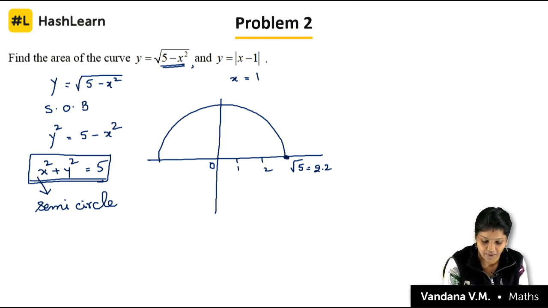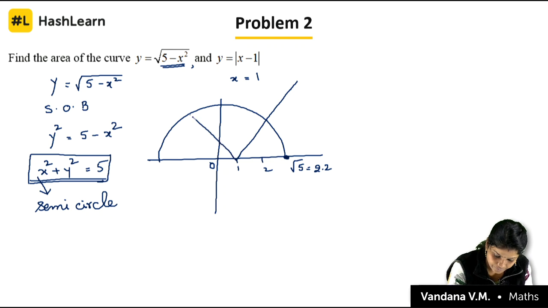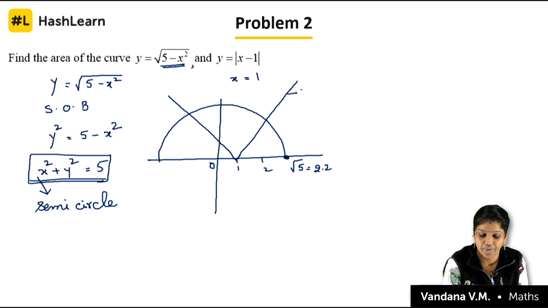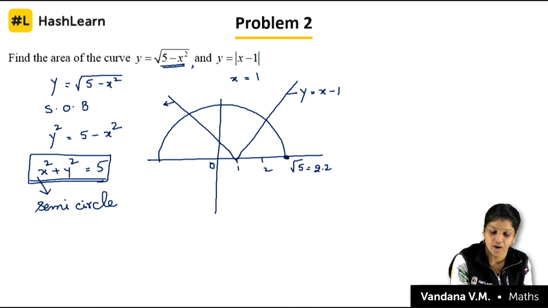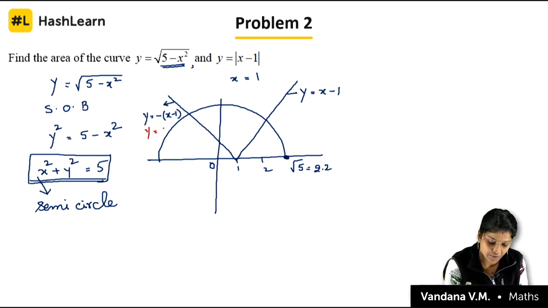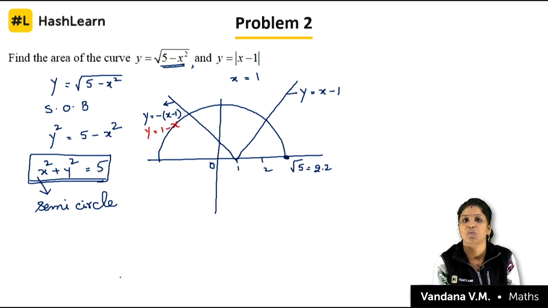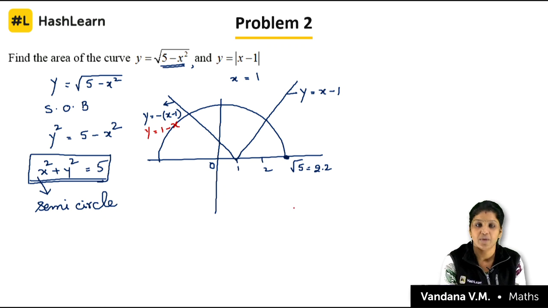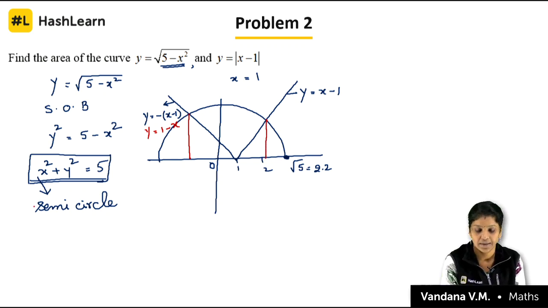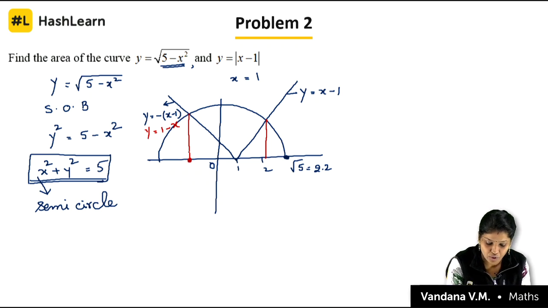Now y is equal to mod x minus 1. So how will the graph come? If x is greater than 1, obviously the y value is x minus 1. If x is less than 1, then y is equal to minus of x minus 1, or you can write it as y is equal to 1 minus x. However you want, you can write. Right? Now I want this area from here to here as the required area. Clear, children?